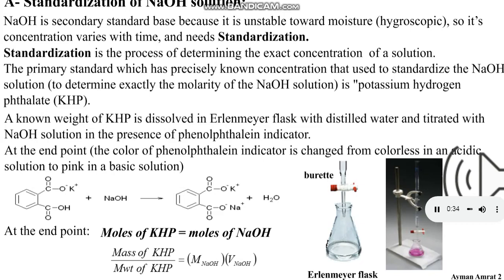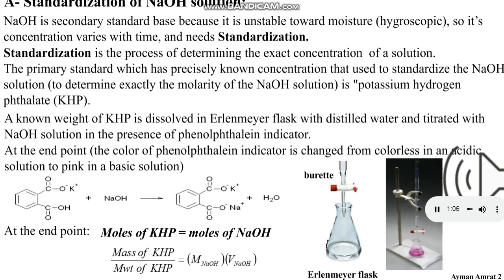Standardization is the process of determining the exact concentration of a solution before titration. The primary standard, which has a precisely known concentration and is used to standardize the NaOH solution, meaning to determine exactly the molarity of NaOH before use, is called potassium hydrogen phthalate, KHP, as shown in the reaction below.